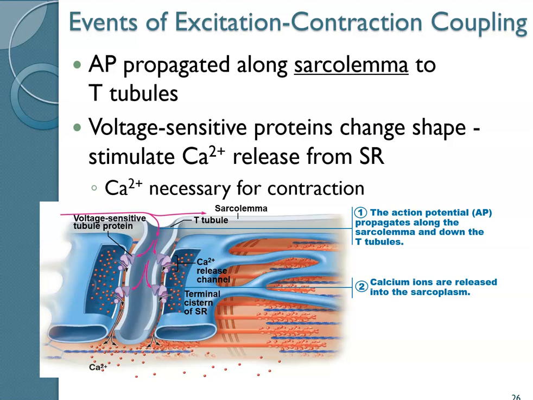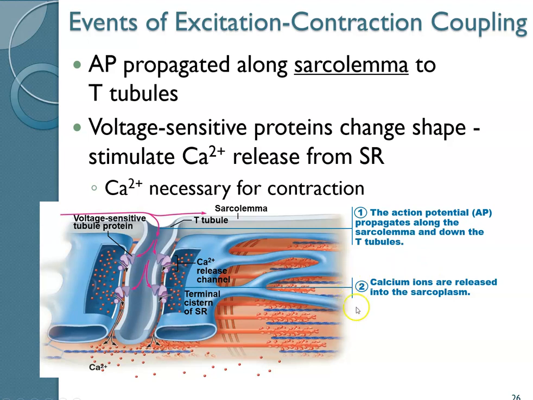So let's talk about the next step. The next step is called excitation contraction coupling. So the AP, short for action potential, moves down the sarcolemma and into the T-tubules. It causes calcium to be released from the sarcoplasmic reticulum into the sarcoplasm.